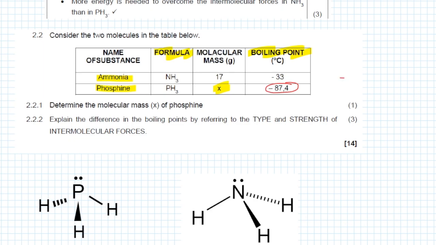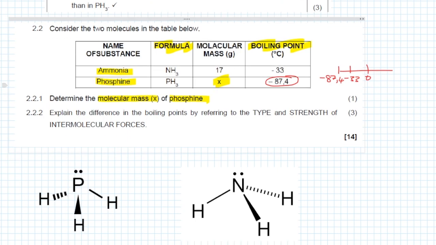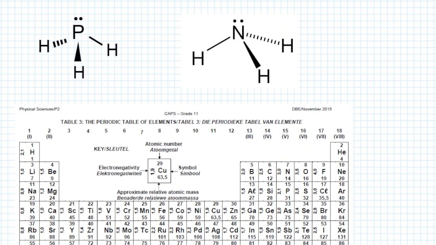Lower because if you are looking at the number line, we know we have negative 33, and a number lower than that is negative 87,4. Negative 87,4 is a colder temperature than negative 33. So question 2.2.1 says, determine the molecular mass X of phosphine. If we're looking for the molecular mass of phosphine, we're going to make use of our periodic table. We see phosphorus has a molecular mass given as 31.